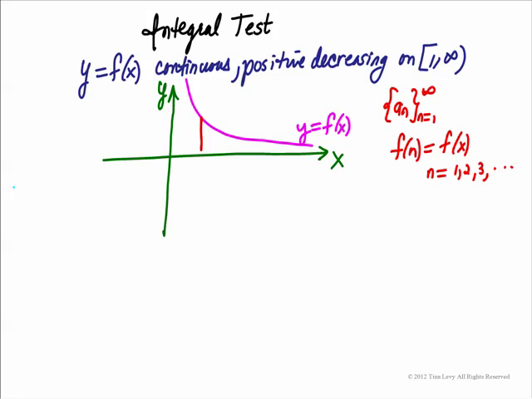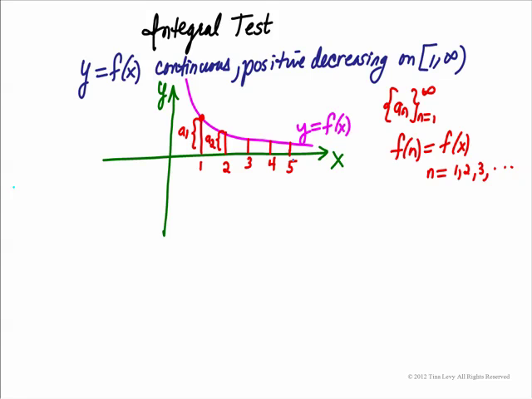If x is 1, this right here would be a sub 1. If x is 2, n is 2, this is a sub 2. And we keep doing this for all the positive integers, and this will go on indefinitely toward infinity.